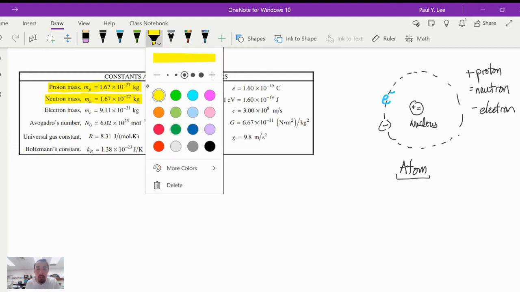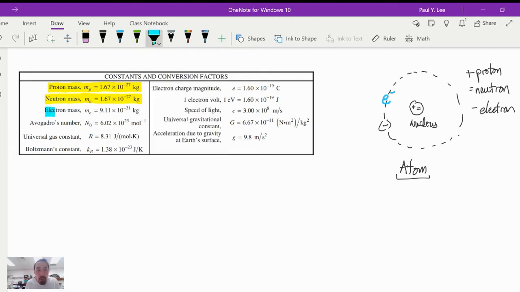Next, let's talk about the electron. Okay, so the electron has a mass of 9.11 times 10 to the negative 31 kilograms. Okay, it is not massive compared to the proton. The proton is more massive.